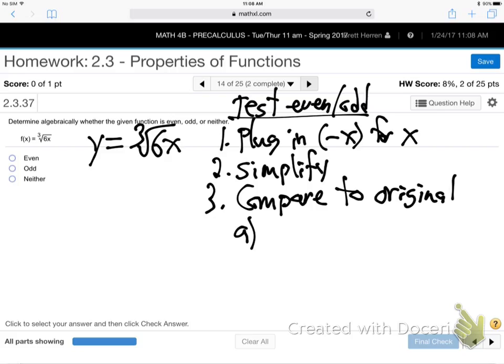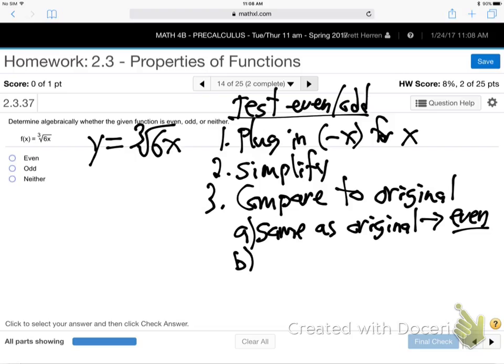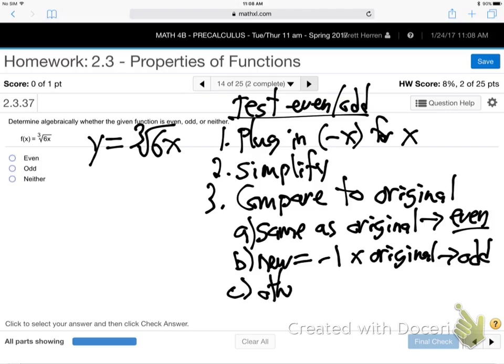There's three possibilities. If it's exactly the same as the original after you plug in negative x and simplify, that means it's an even function. What if the new one equals -1 times the original? That means odd. And otherwise, because it doesn't have to be one of those two, it's neither. So that's basically what I told you, maybe with a little cleaner organization.